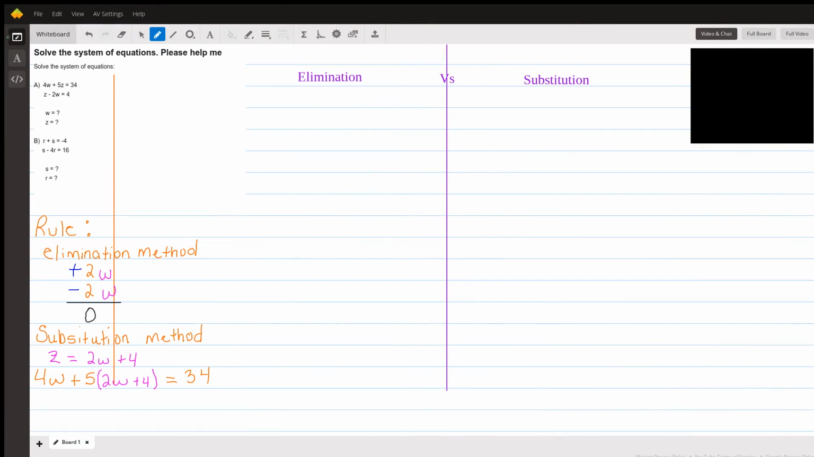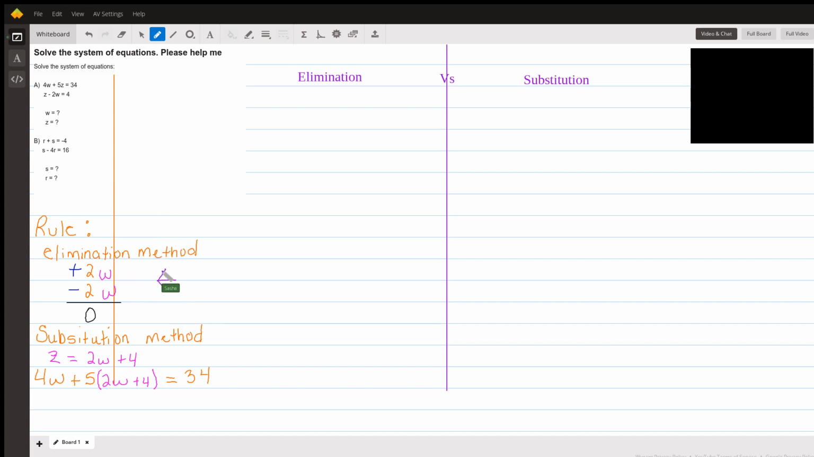Today we are practicing elimination versus substitution, okay? So in this problem, we have to find the value of W and the value of Z. Well, when your teacher teaches this, there are two options to solve. We can do elimination, which down here in this section, I've kind of gave you the rule for elimination, okay?